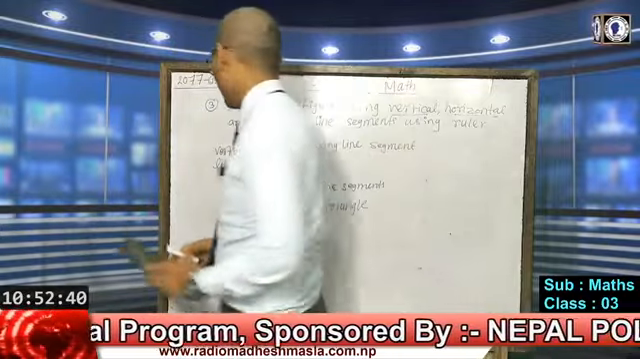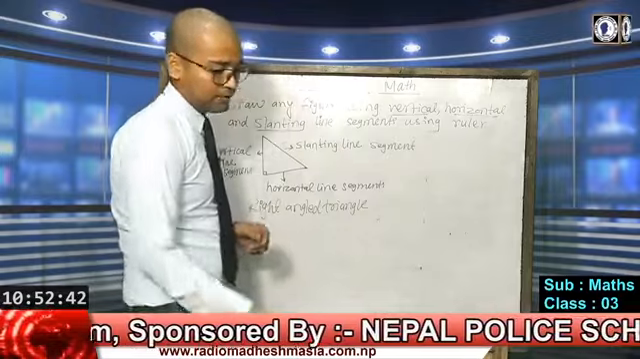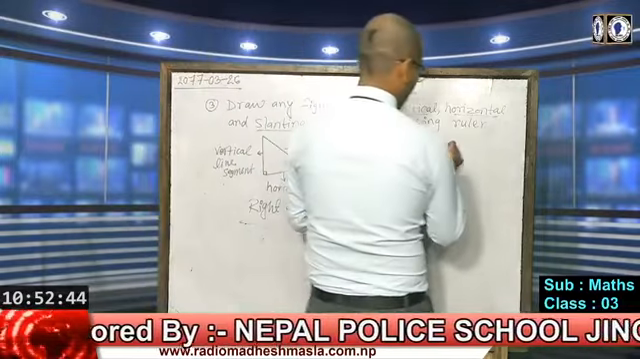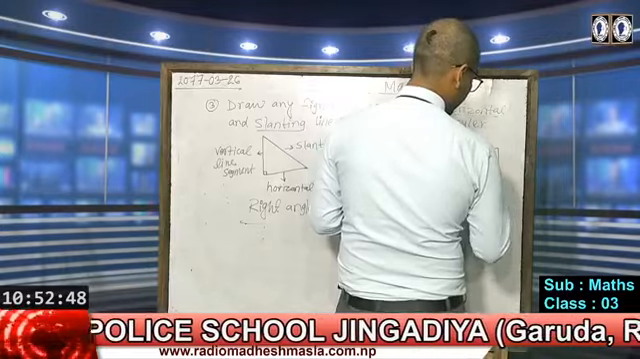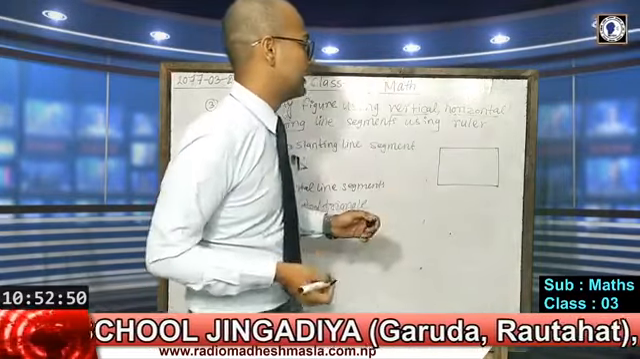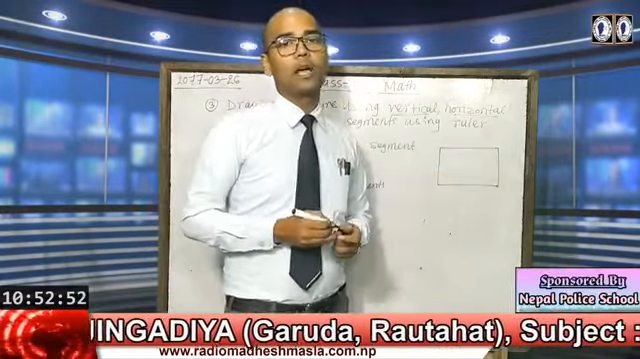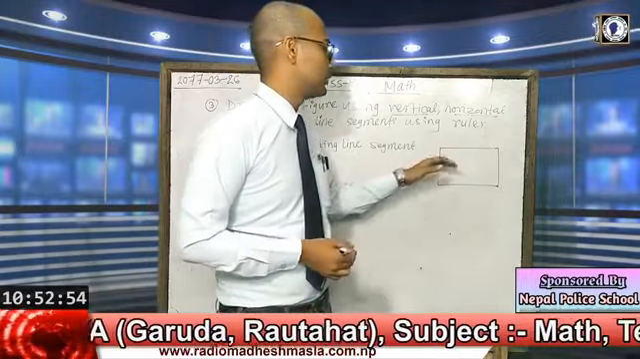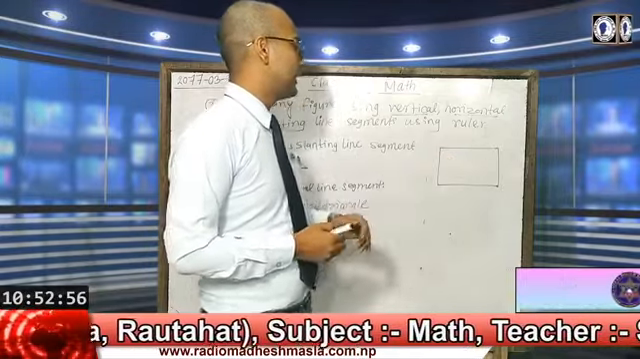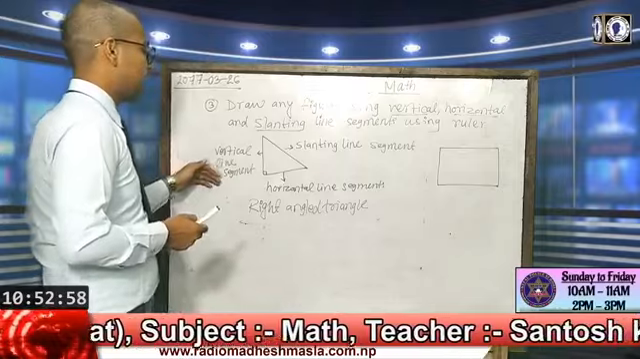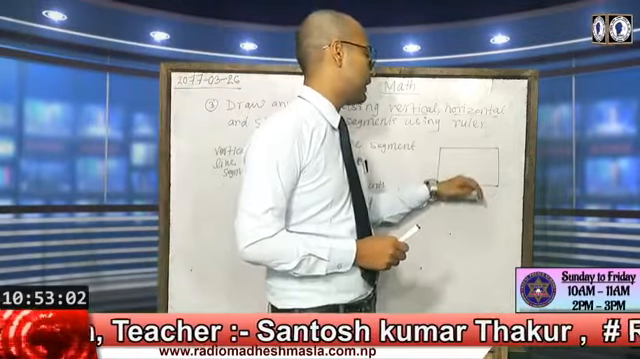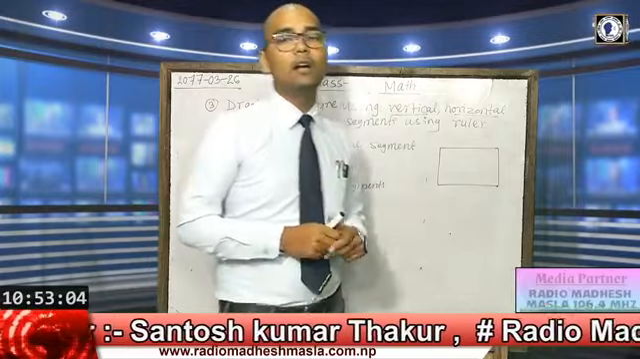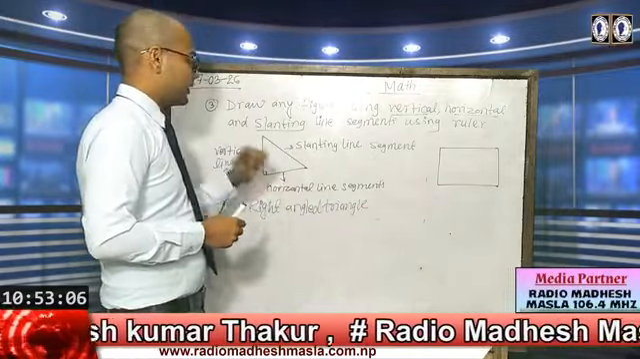In the same way, sometimes we have a rectangle, as we discussed all these things in our previous classes. In a rectangle we have two types of lines. The sides are vertical line segments. In the same way, the upper and the lower lines are horizontal line segments.